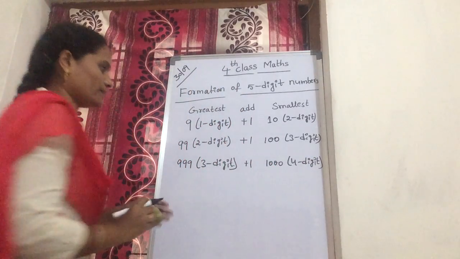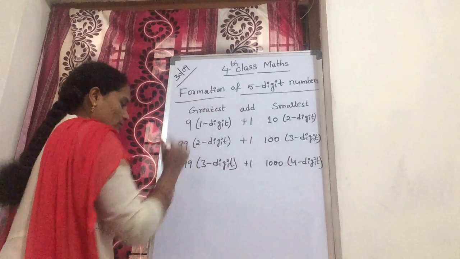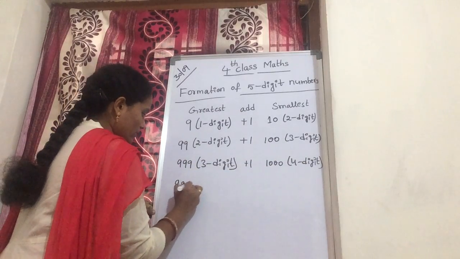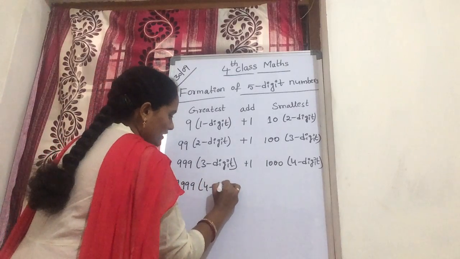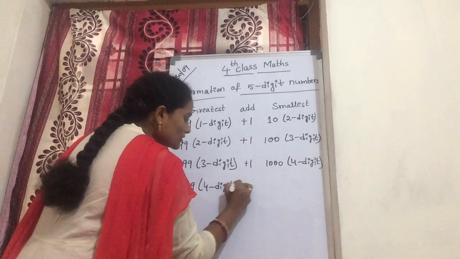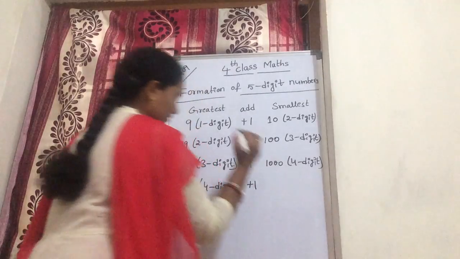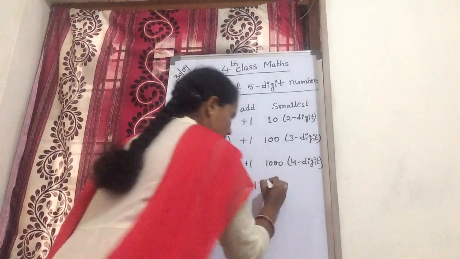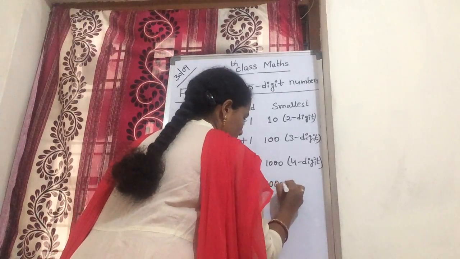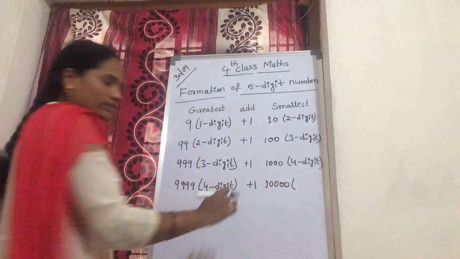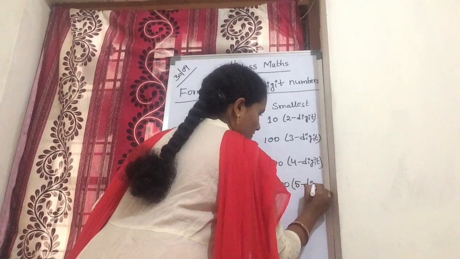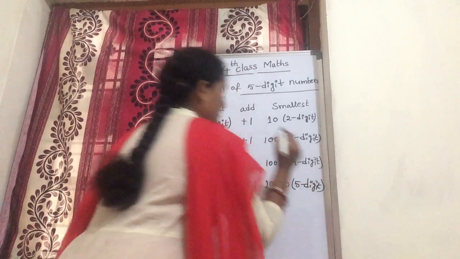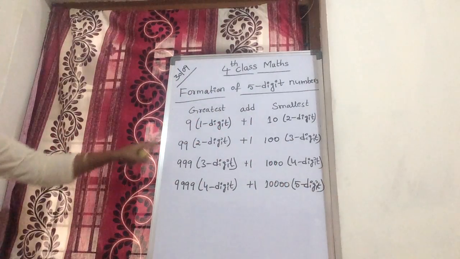Now next one. What is the greatest 4-digit number? 9999. This is the greatest 4-digit number. You add plus 1. You get how much? 10,000. What is this 10,000? It is the 5-digit smallest number. You can understand.